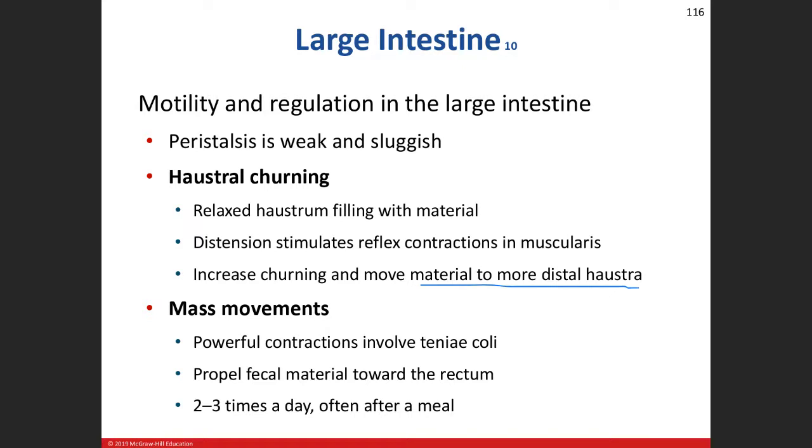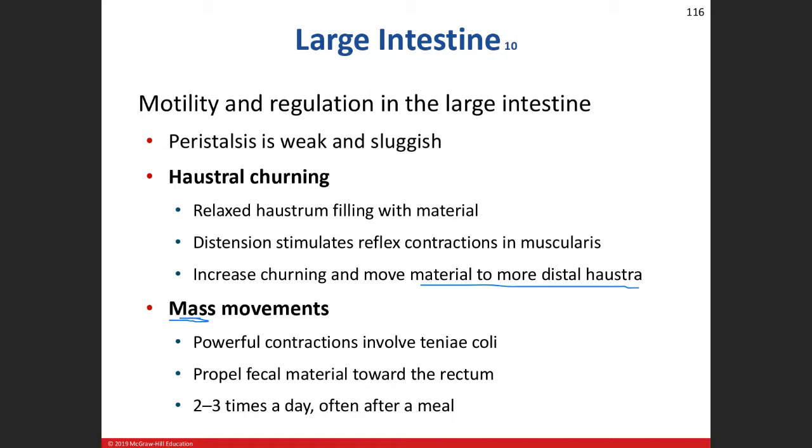Then we have this other phenomenon called the mass movements. This is when we're really going to see a significant movement of that chyme through the GI tract. So hence we call it mass movements. This occurs a couple times a day. And what stimulates the mass movement is when food enters into your stomach. Because like I said, when you're starting to bring food into your body, your GI tract is going to make room for it.